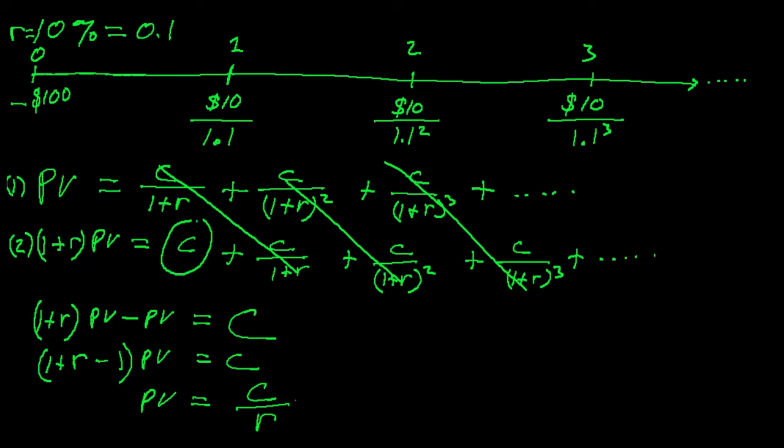Let's put in our numbers from above. We had C was $10. That's how much you were getting at the end of every year. And the interest rate was 10% or 0.1. And that equals $100, which is exactly what it cost you to get $10 every year forever.